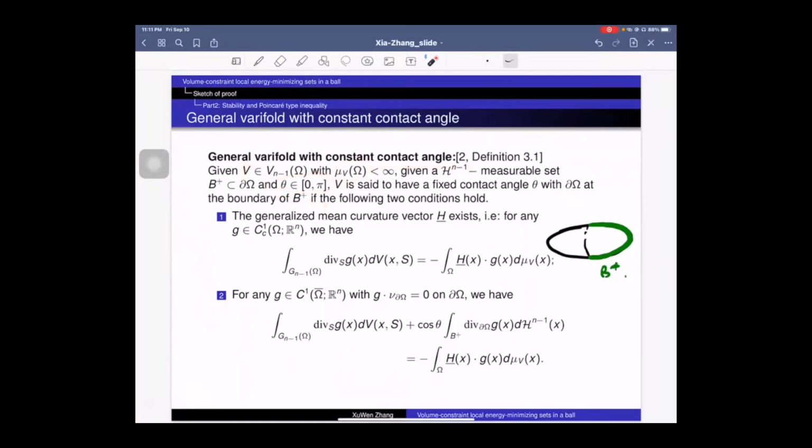And such two conditions reveal the geometric information of such varifolds, and we have some kind of formula in our first part. So we can see that such a definition of general varifold is an extension of the C^2 capillary surface with a fixed contact angle.